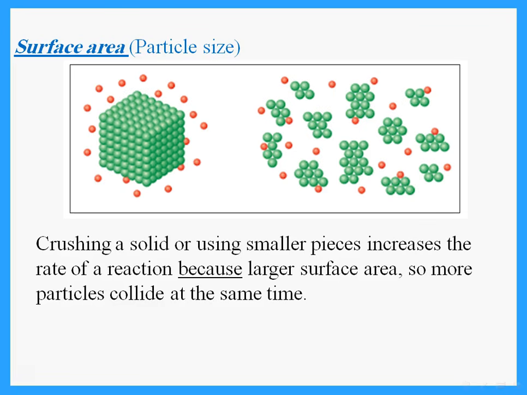Surface area, we said if I have a big piece of, let's say, magnesium, a lump of magnesium, only the particles on the surface are reacting. But if I cut this big piece into tiny little pieces or I crush it into a powder, we say this now has larger surface area. So if they are smaller size of particles, it is larger surface area, so more particles collide at the same time.